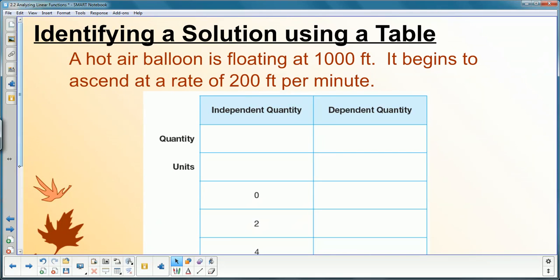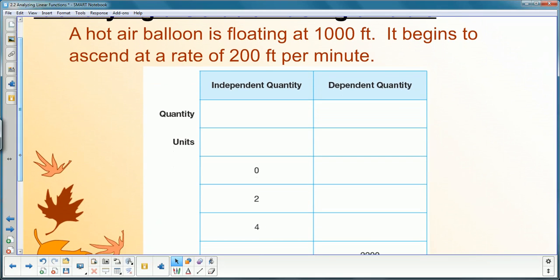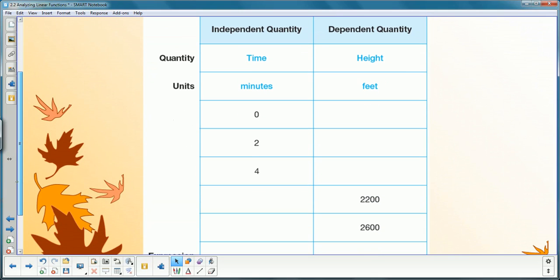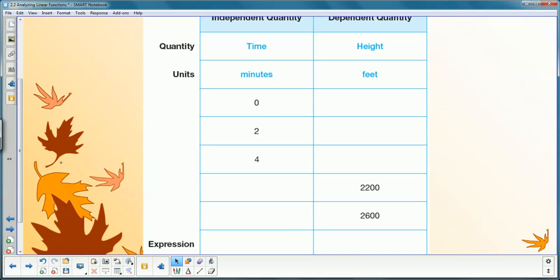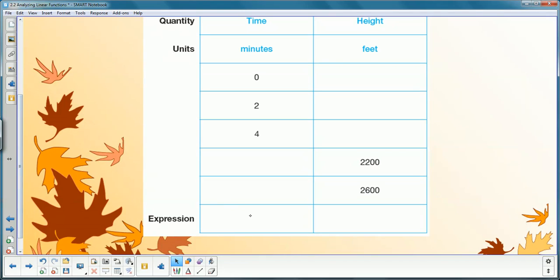Okay, so first thing we're going to do is identify our independent and dependent quantities. We know we're going to have time and height. We're measuring time using minutes, and we're measuring height using feet. We talked yesterday in the last lesson about how to fill out a table. In this case, I'm going to jump to our expression first. We're going to use t as our variable, and since we started at 1,000 feet and we're rising at 200 feet per minute, it's going to be 200t plus 1,000. Our initial value plus how fast we're rising.